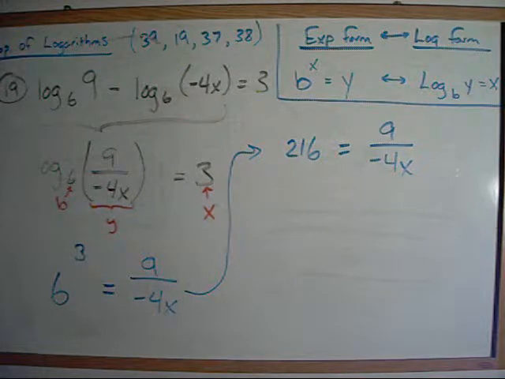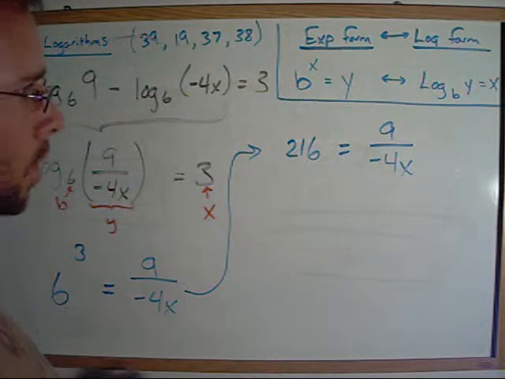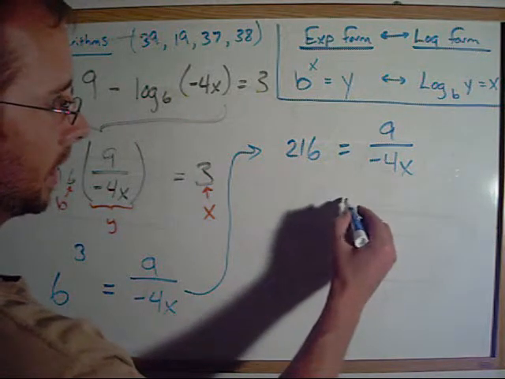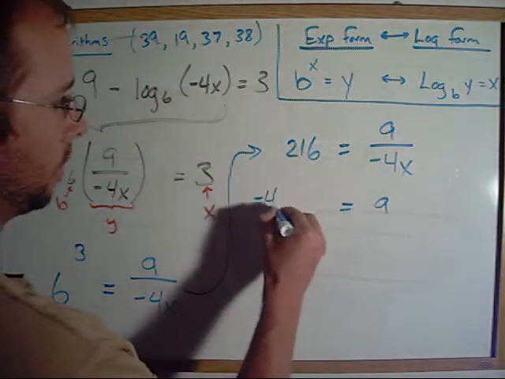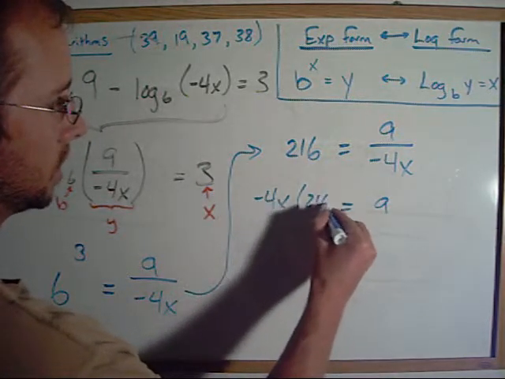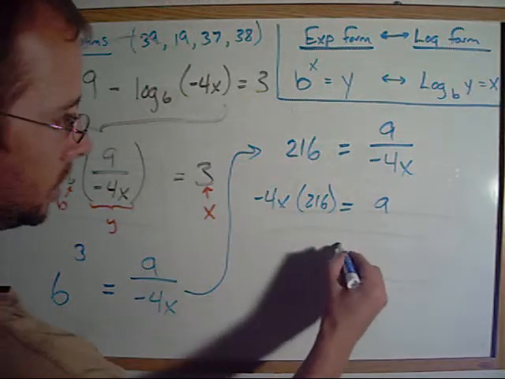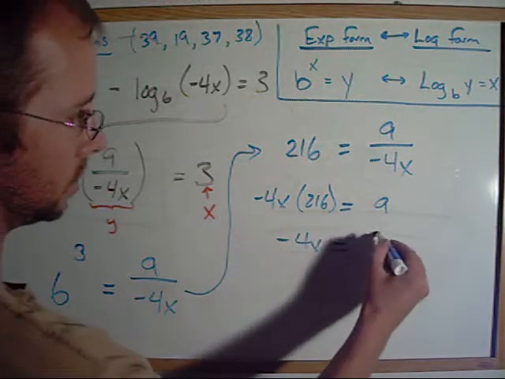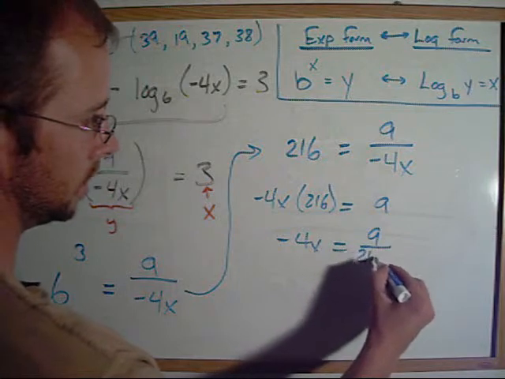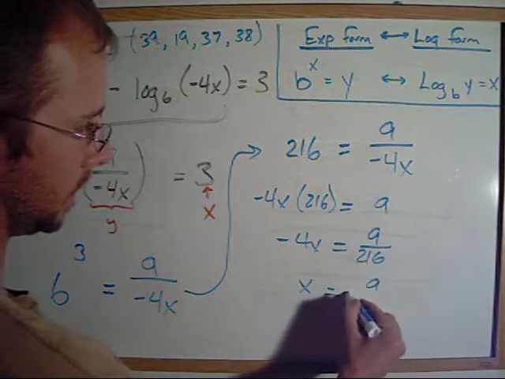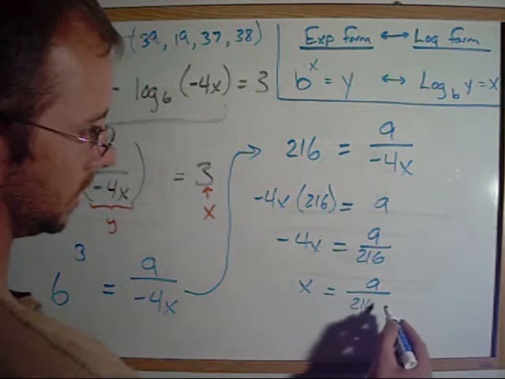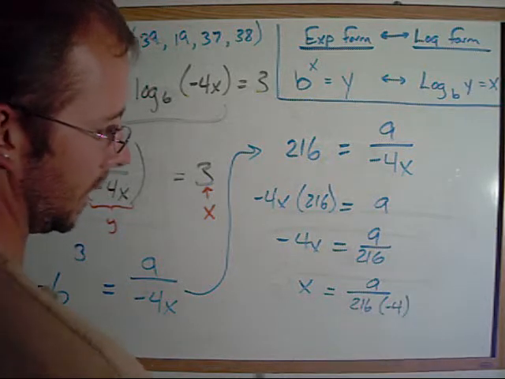So hopefully at this point you kind of know what to do, and that's the idea of the properties of logarithms. To finish this off, I'm going to multiply both sides by negative 4x to get it out of that denominator. So we get negative 4x times 216, and I'm going to divide by 216, so 9 over 216, and then divide by negative 4. x equals 9 over 216 times negative 4.